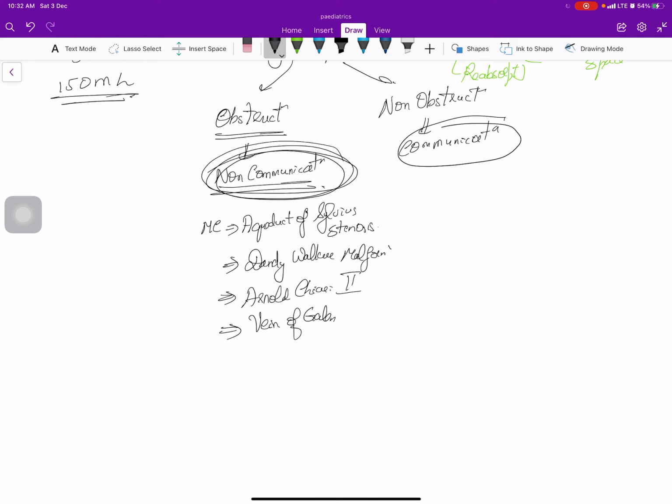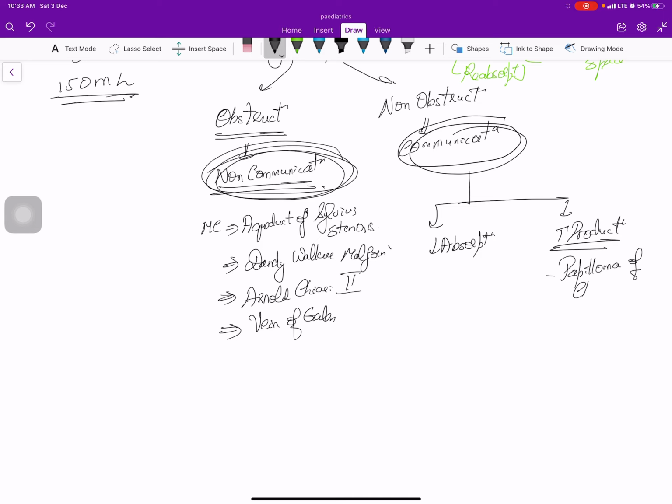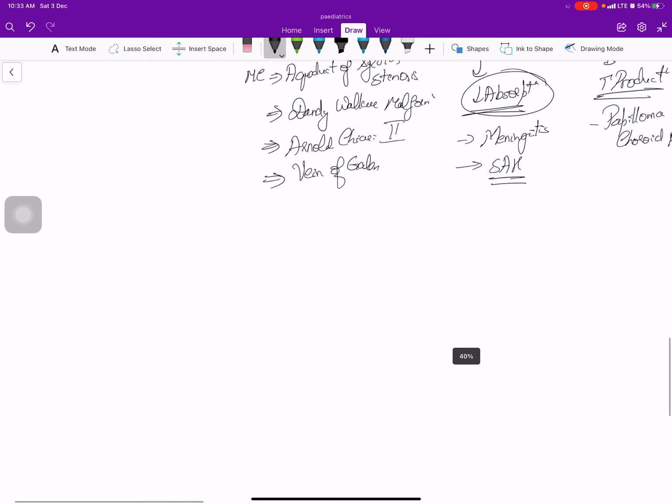And then in the communicating type, we have two: where there's increased production or decreased absorption. The increased production will be when the choroid plexus in the ventricles is producing it, so when there's a papilloma of the choroid plexus. Or there's a decrease in absorption. Who is going to absorb it? It's going to be absorbed by the villi in the dural venous sinuses, in the subarachnoid space. So when these villi are scarred, as in meningitis, or when these are obstructed, as in subarachnoid hemorrhage. Okay.